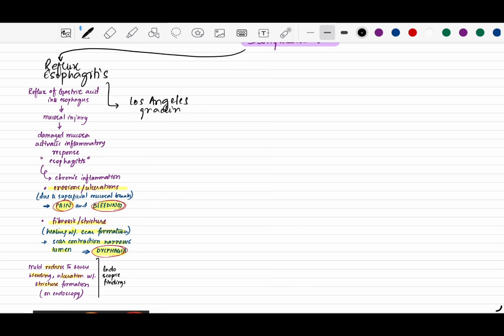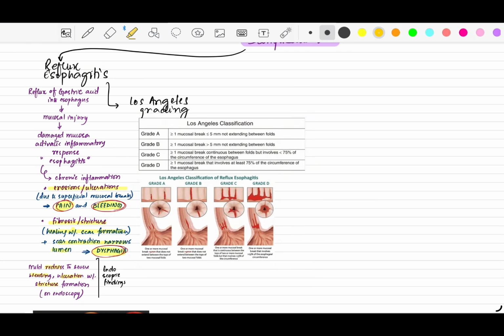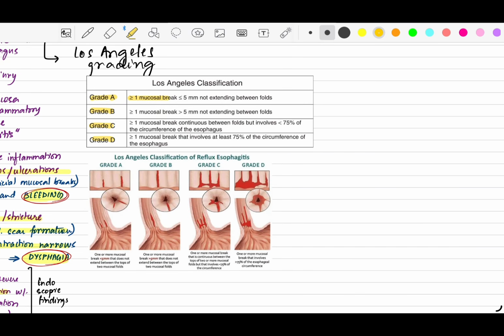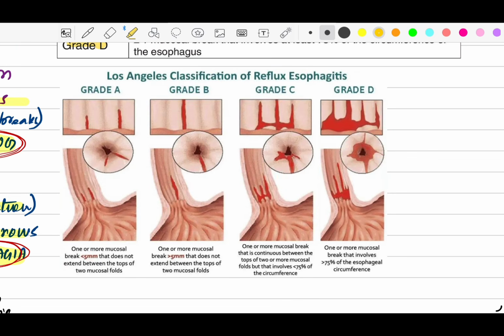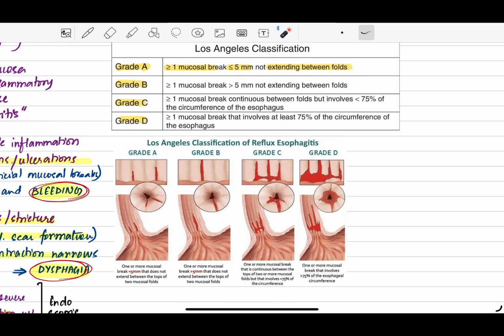Now, the Los Angeles grading comprises 4 grades: A, B, C and D. Grade A is when we have greater than 1 mucosal break, which is less than 5 mm in size and does not extend between the folds. We can appreciate here in the picture that we have 2 mucosal breaks that do not extend horizontally. Then we have grade B. It is exactly similar to grade A, where we have greater than 1 mucosal break. However, the size here is different. The break is increasing in size. It is greater than 5 mm, and again, it does not extend between the folds.